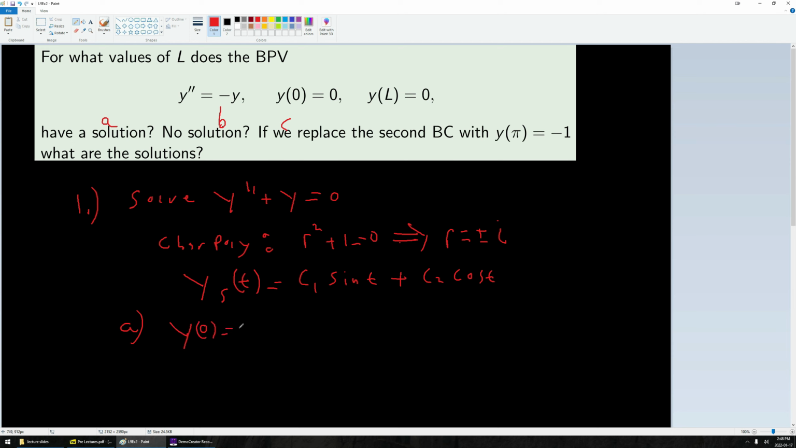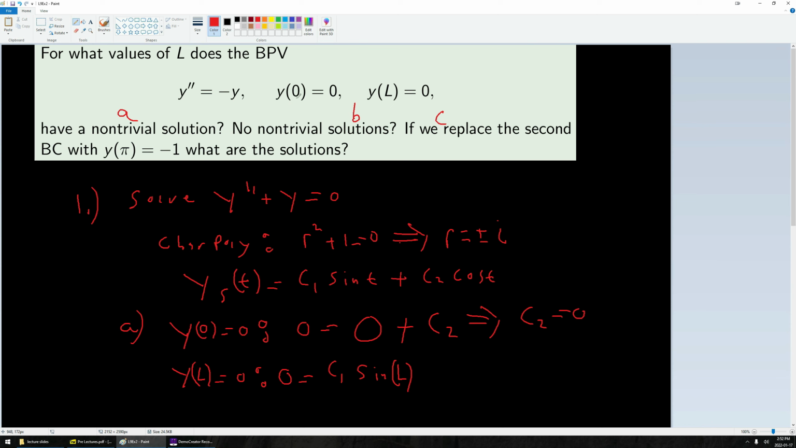So for part A, what we would do is simply say, I want y(0) to be equal to 0. If I apply this here, I would get 0 equals, well, sin(0) is 0, so I'll get 0 plus cos(0) is 1, so c2. So from this first condition, c2 better be 0. Okay, so now I have the second condition to apply. Here I would need y(L) to be exactly equal to 0. Applying this condition, and using the fact that I already know c2 is 0, I would simply get 0 equals c1 sin(L).